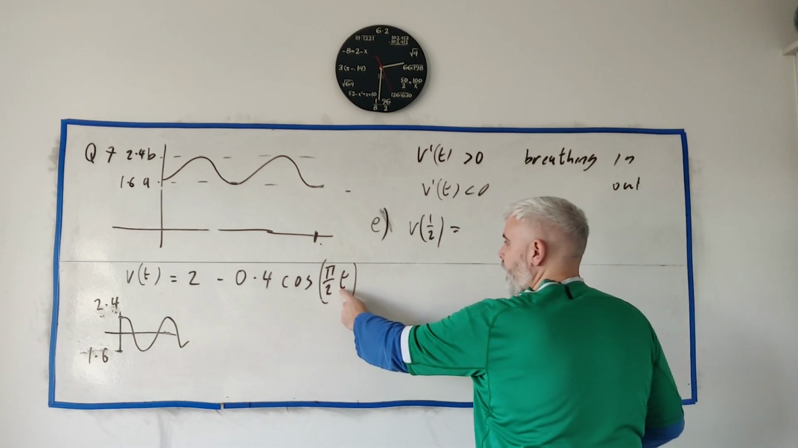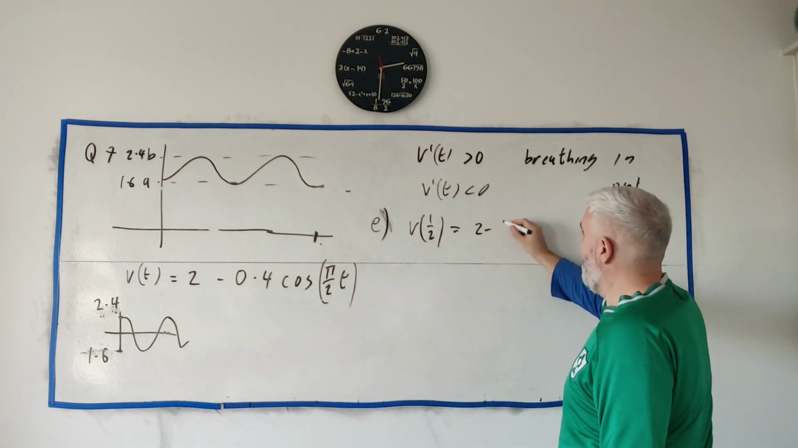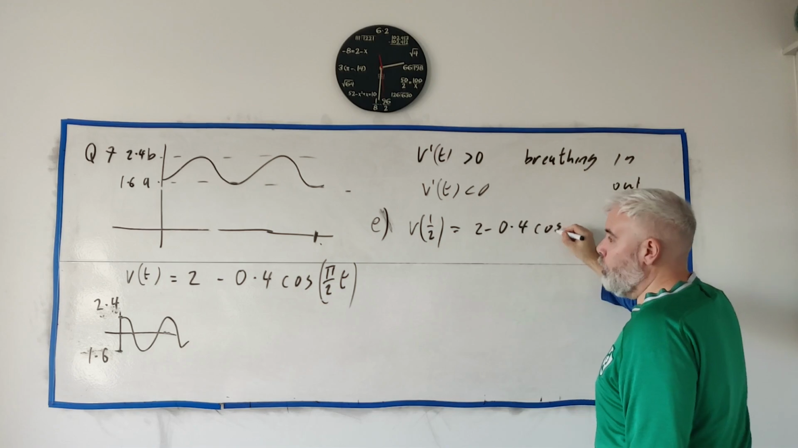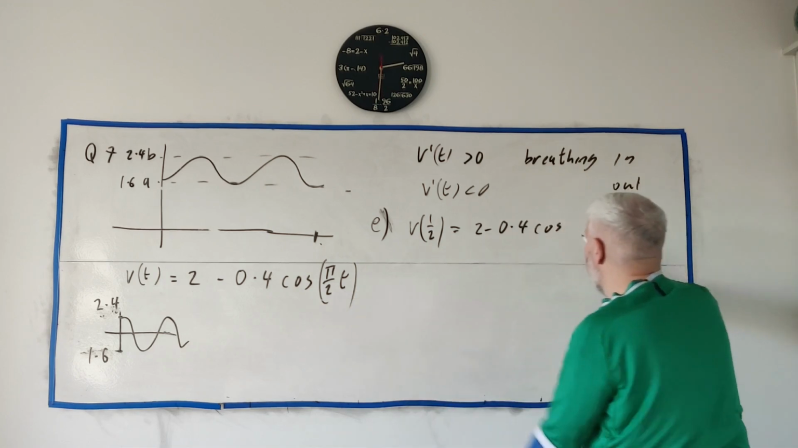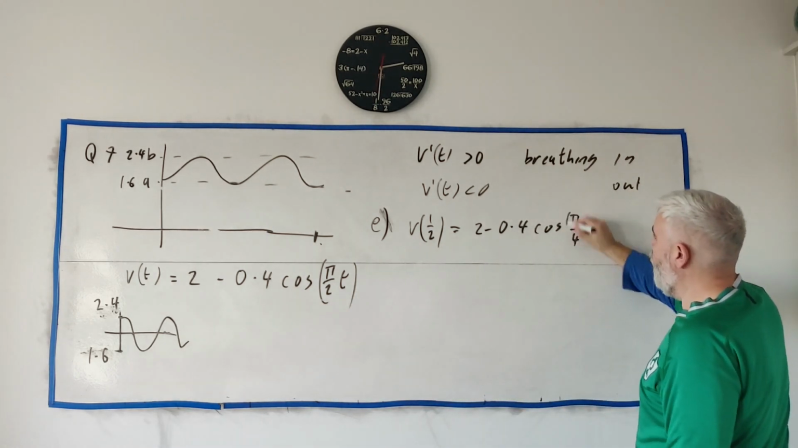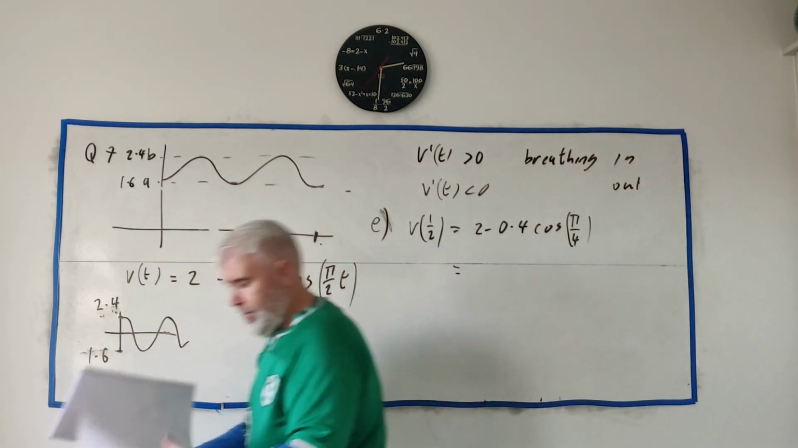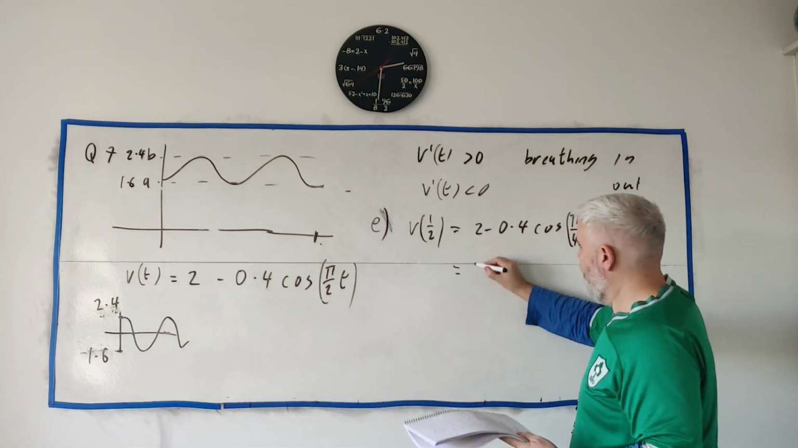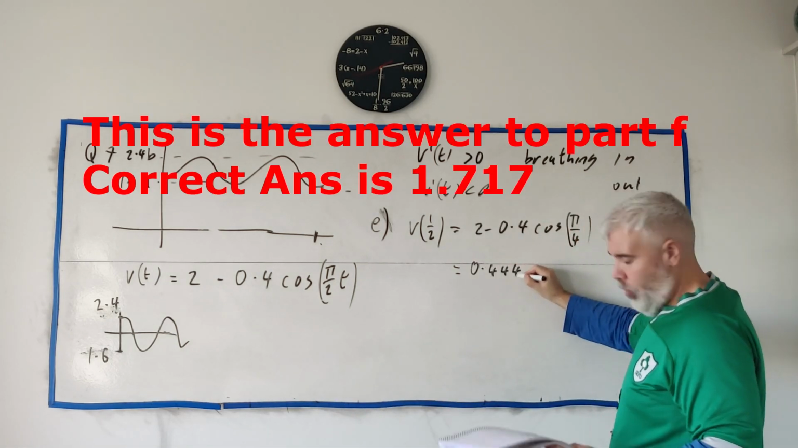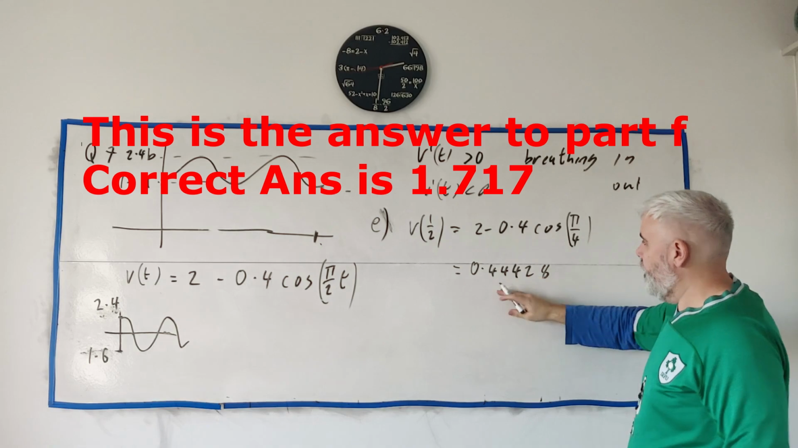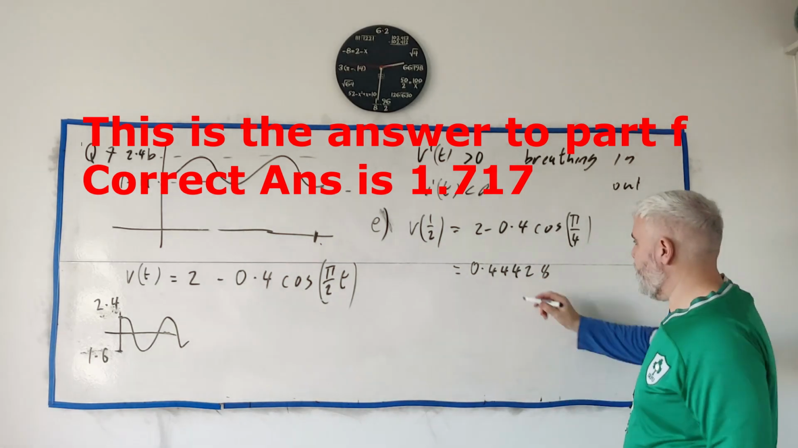You'll end up getting, let me write it out, 2 minus 0.4 cosine. The only thing the half will do is in here, pi over 4. Put all that into your calculator. And let's see, you should get, here it is, 0.44428 to the nearest 3 decimal places, so 0.444.